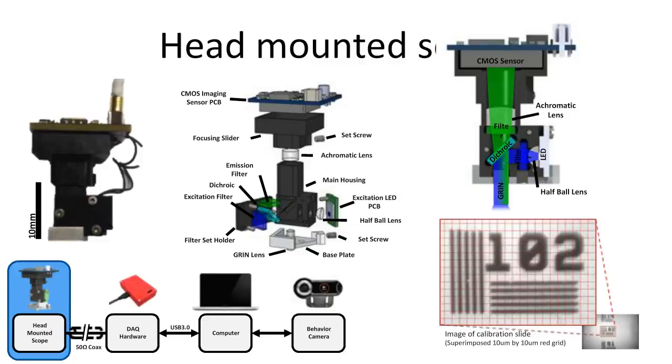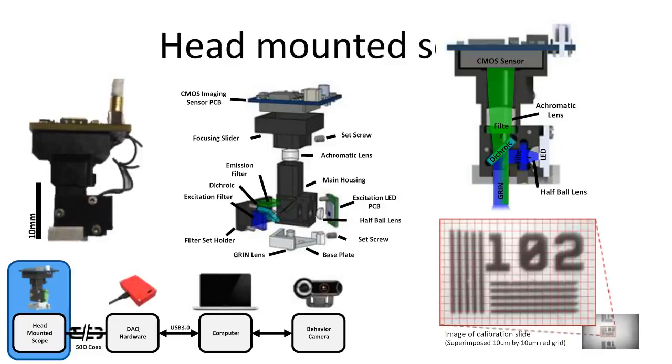And here you can see both the emitted and excitation light. The excitation light provided by the LED is reflected by the dichroic mirror through the GRIN lens, and the emitted light comes back up through the dichroic now and past the achromatic lens onto the CMOS sensor.